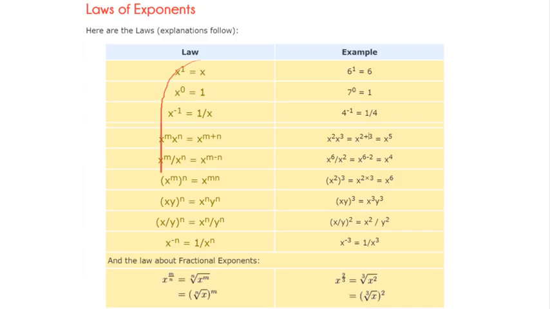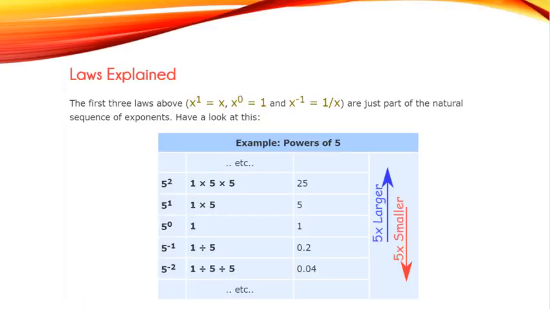So here are some laws of exponents, and here are the related examples. I will discuss each law individually. Let's start with the first three laws. x to the power 1 equals x, x to the power 0 equals 1, and x to the power minus 1 equals 1 upon x. Look at this one: 5 to the power 0 is 1. Remember, anything to the power 0 is always 1.